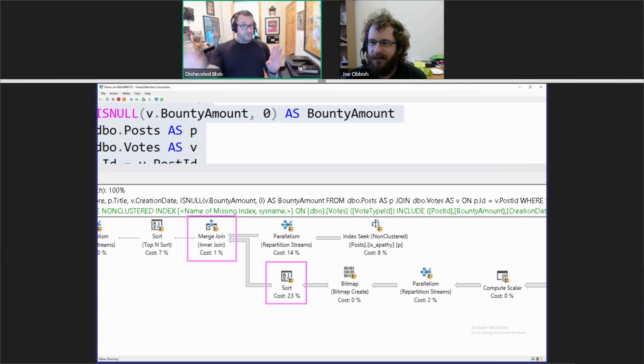Now it's a parallel merge, which is making Joe cringe. I can actually see his bones shaking. He looks at a parallel merge join. But I'm okay with this because still, we're at 2 seconds. We're not at 15 seconds anymore.